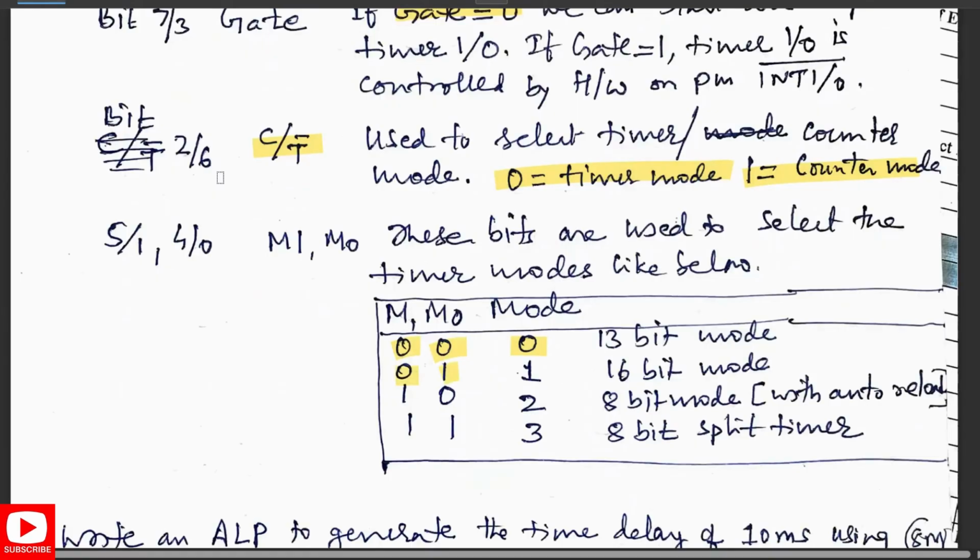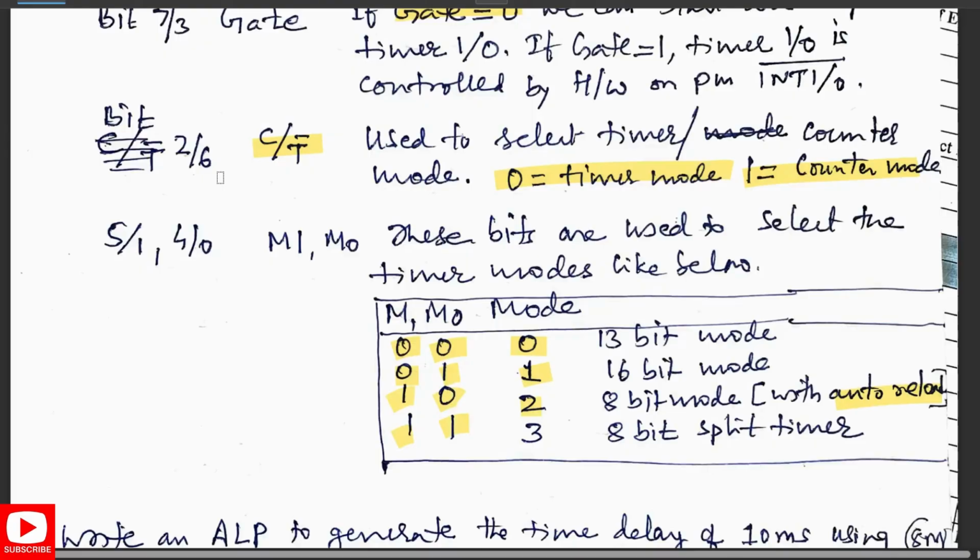Next is 0 and 1. That says it is mode 1, and it is a 16-bit mode timer or counter. So here THx and TLx are cascaded. Next, if 1 and 0, then it will say mode 2. It is an 8-bit mode with auto reload. Don't forget this. It's an auto reload timer or counter.